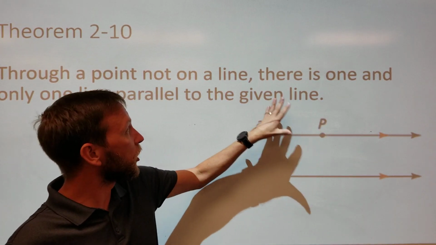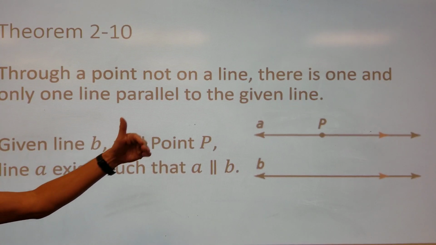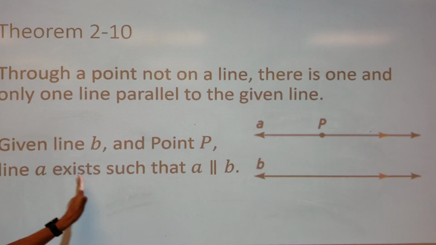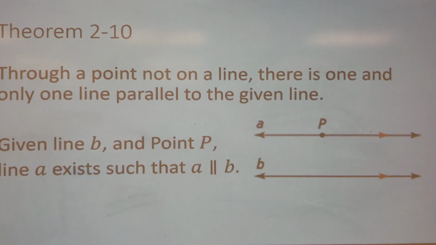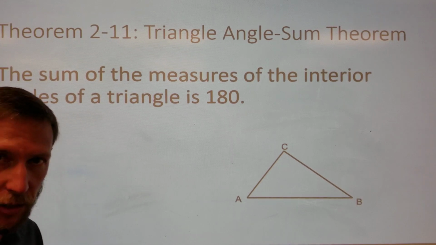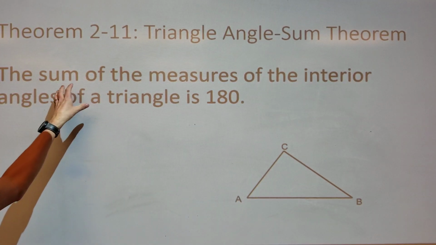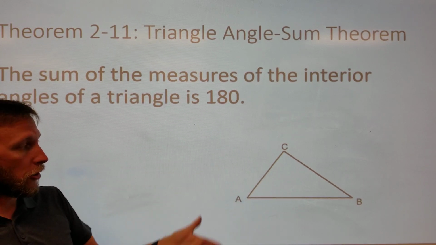And so that is the theorem that we have here, Theorem 210. Basically, given line B and point P, then line A exists. We know that there is a line. There is only one line that exists such that A is parallel to B passing through point P. All right, so we use that theorem and that understanding along with the other theorems and postulates that we've already been given to show that the sum of the measures of the interior angles of a triangle is 180 degrees.